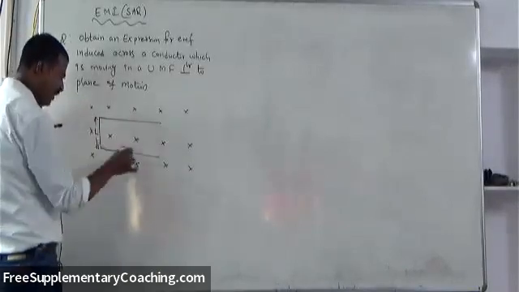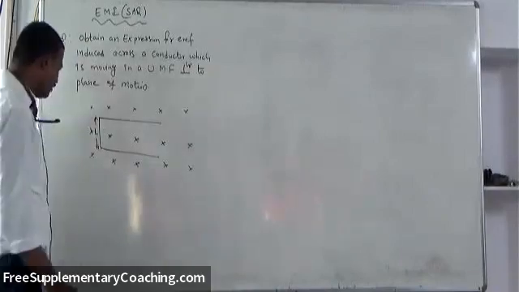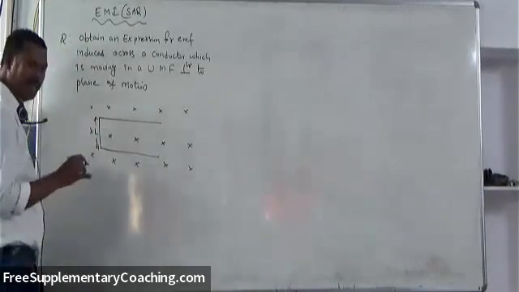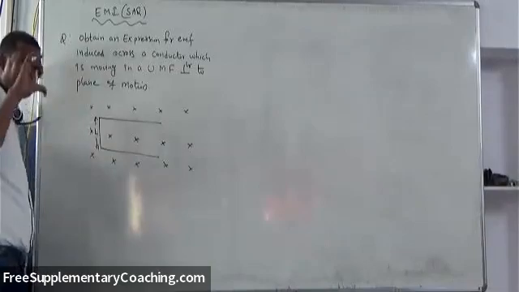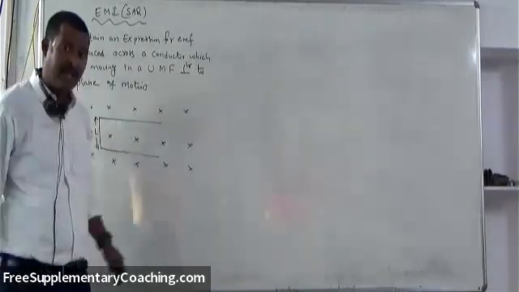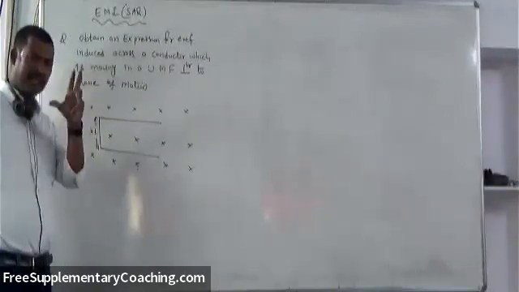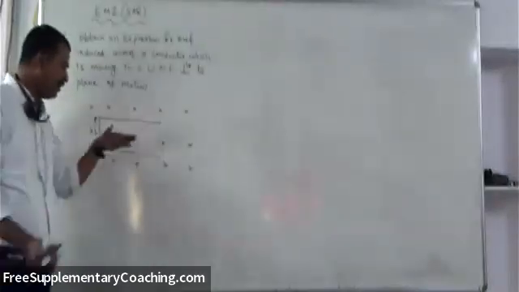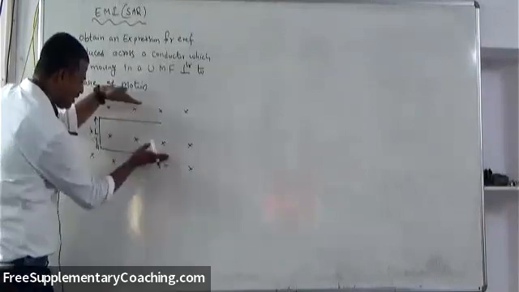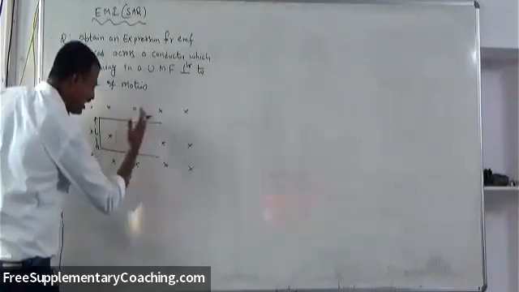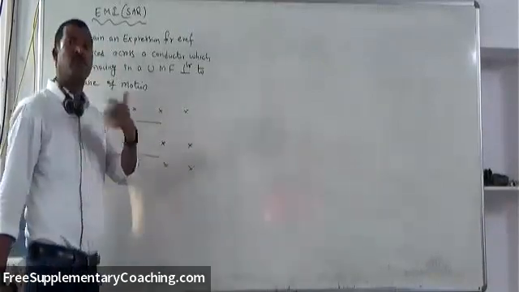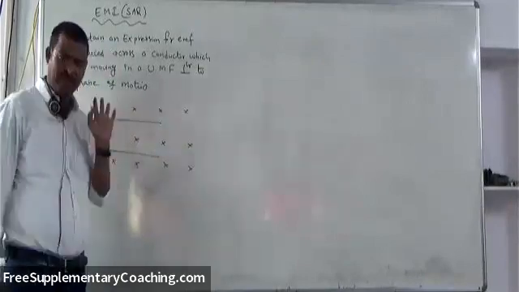This is a fixed wire frame. Now on this fixed wire frame, a conductor of length L is sliding on these parallel wires. This parallel wire is there, right? On that it is sliding, or moving, either this side or this side.